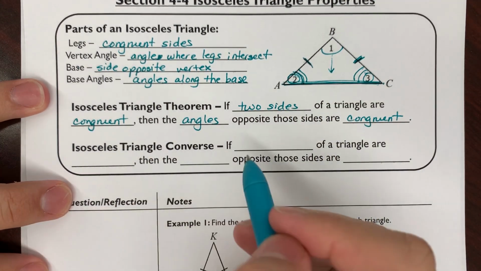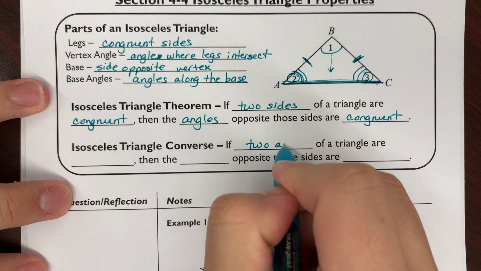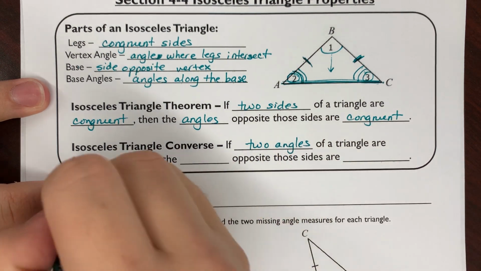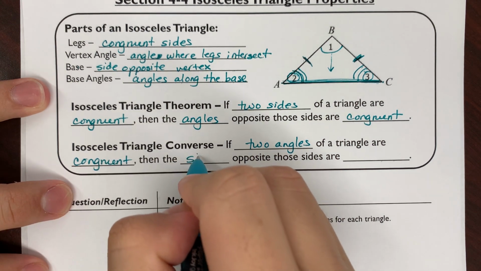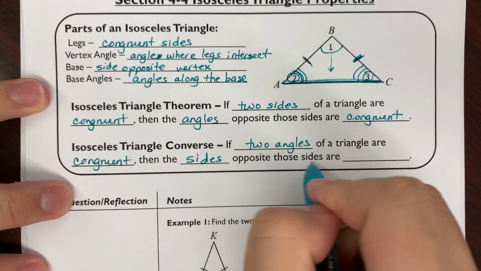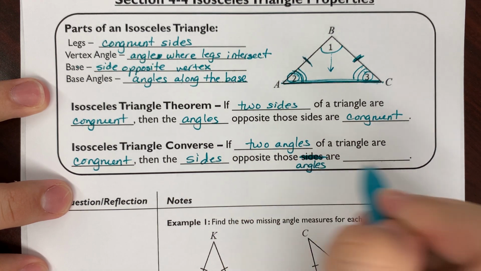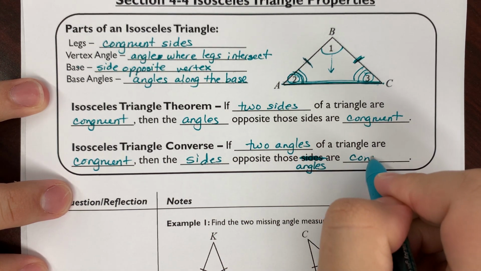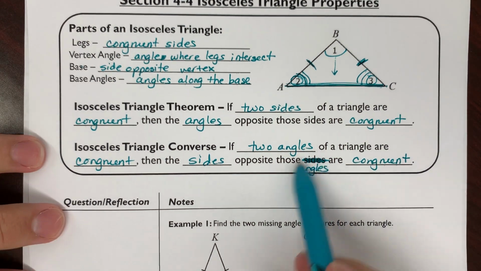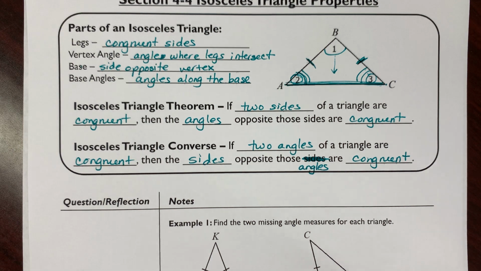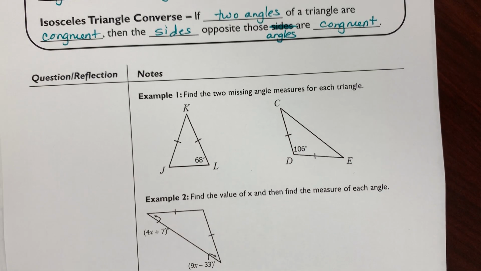And this one is pretty much saying the opposite of that. If two angles of a triangle are congruent, then the sides opposite of those angles are congruent. This should say angles, my bad. All right, so make sure you fix that because I don't want you to get those confused. So let's see how we're going to answer some of these questions with those theorems in mind.